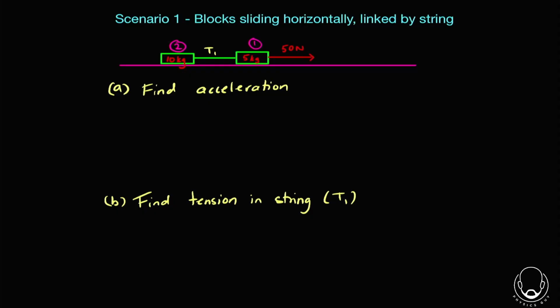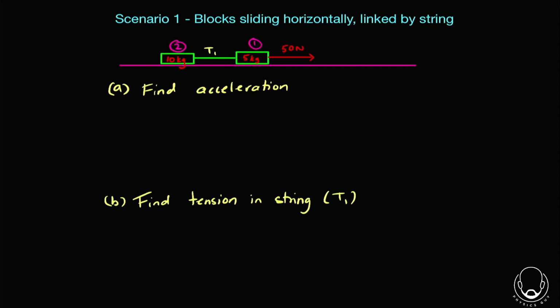Alright, so we start with this scenario. You can see there are 2 blocks: a 5 kilo block and a 10 kilo block. I've labeled them as object 1 and object 2. They're linked by some string, which is under some tension T1, and there is also a 50 Newton force being applied to the 5 kilo object. It's asking us to find the acceleration.